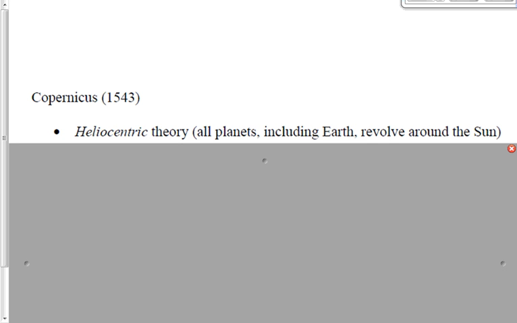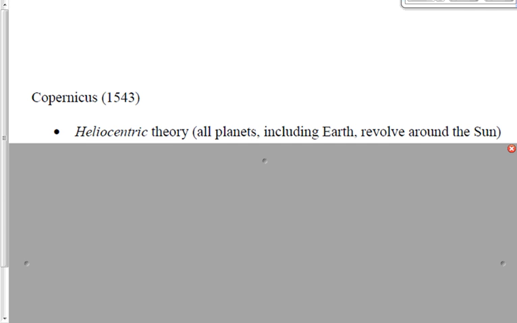Copernicus put forth the heliocentric theory. Helio means sun, sun-centered theory. All the planets, including the Earth, revolve around the sun. So it's not the sun revolving around the Earth, it's the Earth revolving around the sun, and all the other planets as well. Heliocentric. It got him into a little bit of trouble back then, because people for thousands of years had thought, hey, it's the sun that revolves around the earth. The earth is the center of the universe. People didn't want change. People didn't like change.